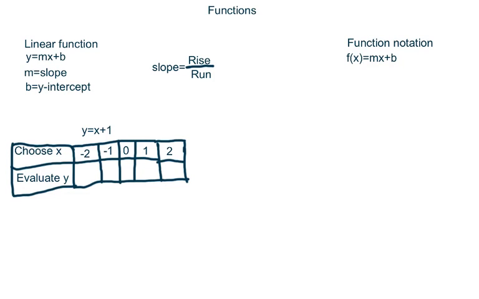Linear functions, y equals mx plus b. M is slope, b is y-intercept. Slope equals rise over run. Function notation, f of x equals mx plus b.